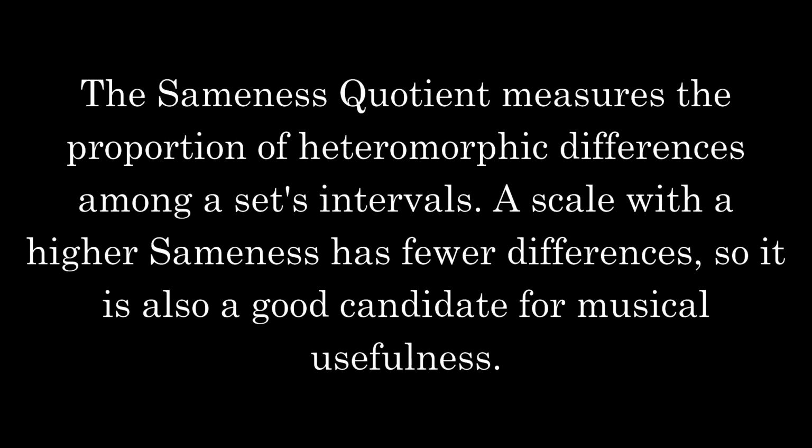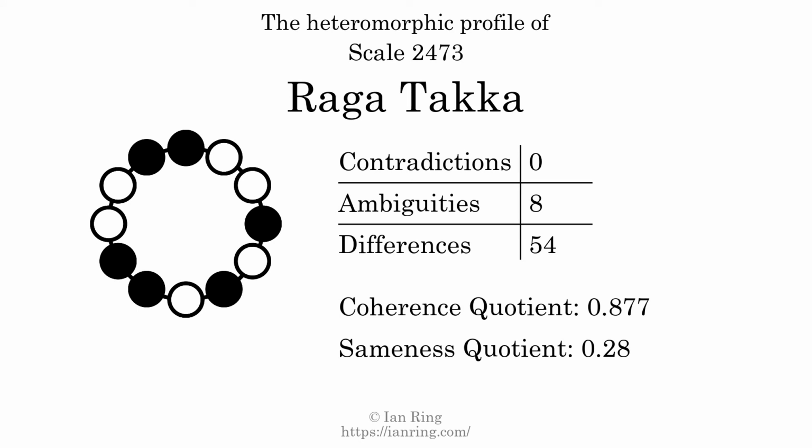The sameness quotient measures the proportion of heteromorphic differences among a set's intervals. A scale with a higher sameness has fewer differences, so it is also a good candidate for musical usefulness. The sameness quotient is 0.28.